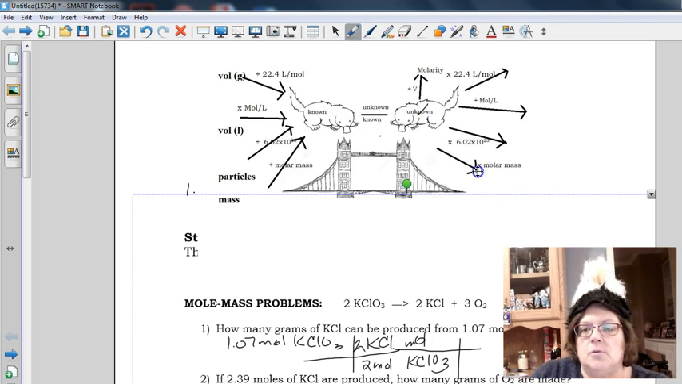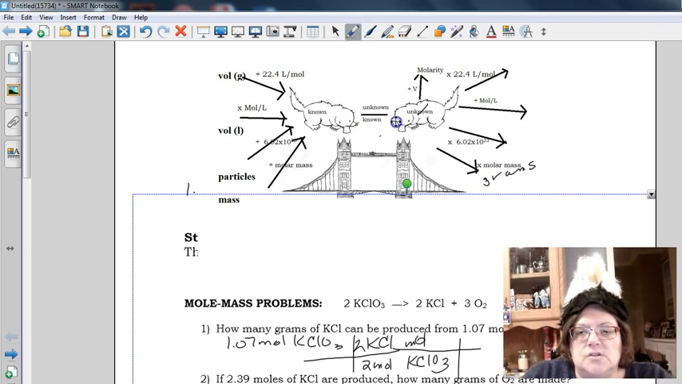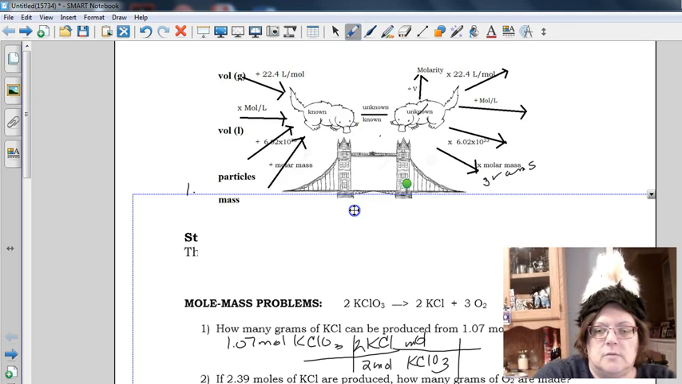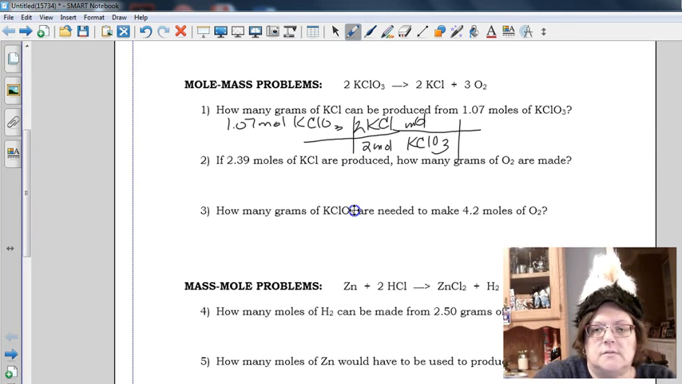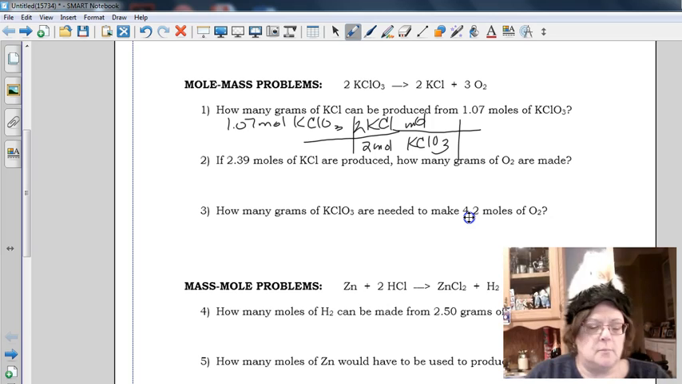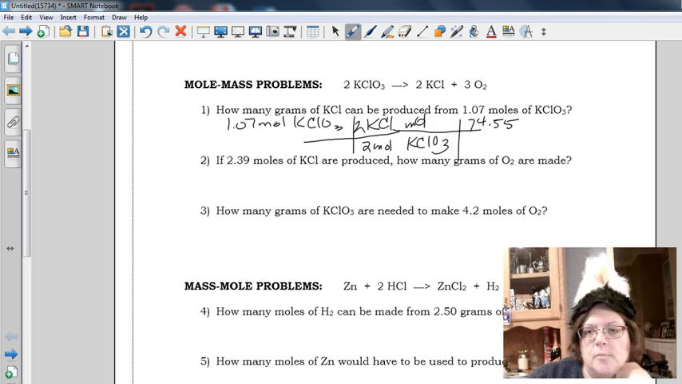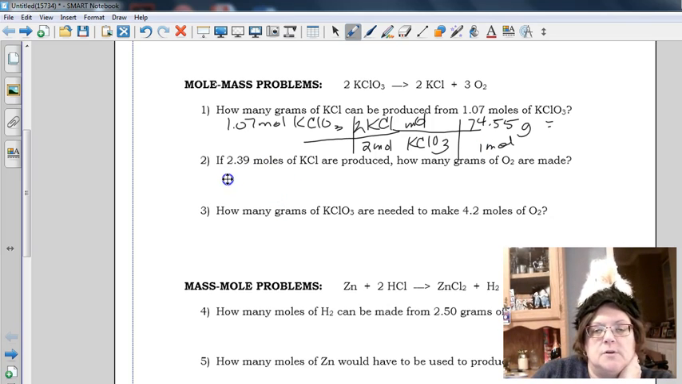I want grams. To get grams, I multiply by molar mass. It doesn't say grams on this, but that's what it is. So how do I do that? Well, my molar mass of potassium chloride is 74.55 grams in 1 mole. And then you would just do the math. I'm not going to take the time to do that. 2.39 moles of potassium chloride.